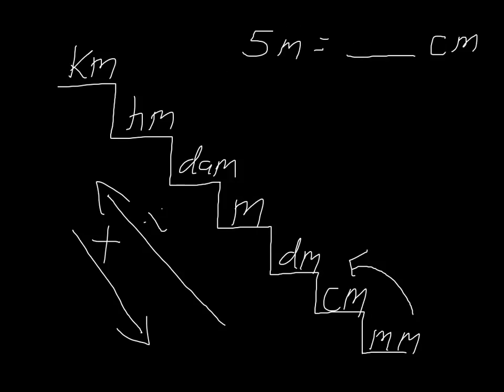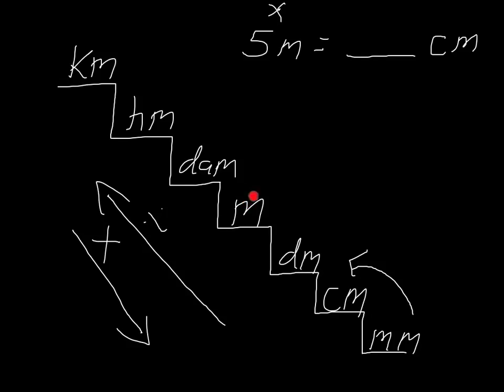Let's look at our next example. So we want to convert 5 meters into centimeters. So again, we're starting at meters. We have 5 meters. So first thing we want to do is find out if we're multiplying or dividing. So from meters to get to centimeters, we're actually going down the stairs. Whenever we're going down the stairs, we need to multiply. So we're just going to write 5 times, and now we just need to figure out what we're multiplying by.